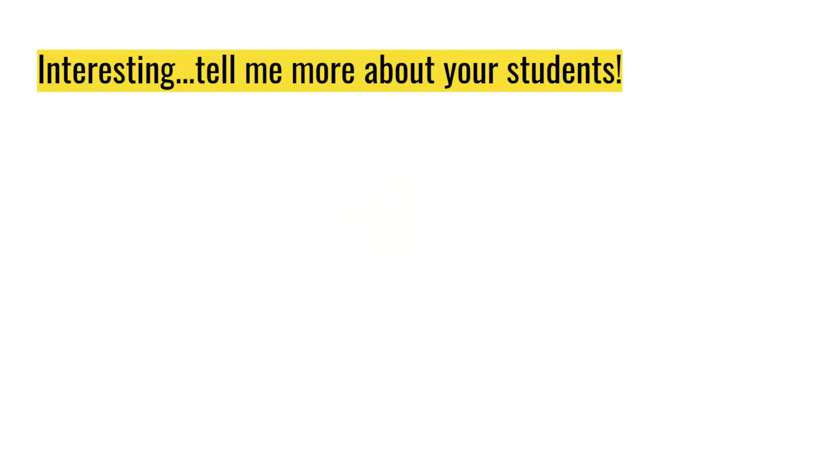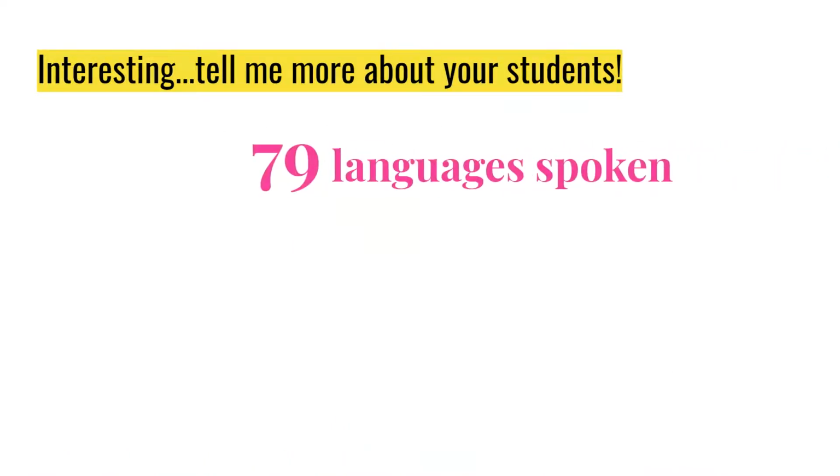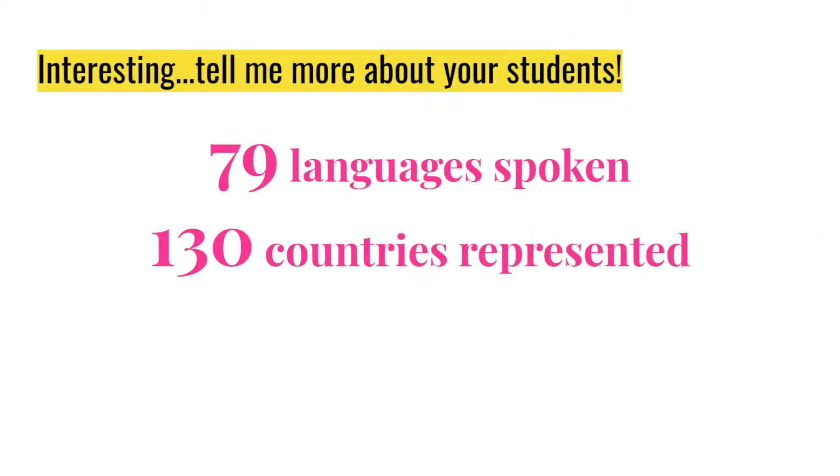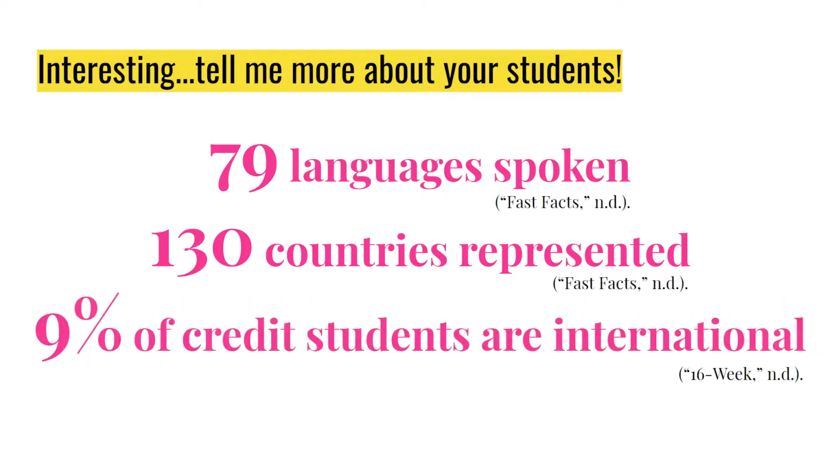My favorite part about Richland's campus is the diversity. There are 79 languages spoken and 130 countries represented on campus. That's 67% of the world's countries present in one college. And almost 1 in 10 students are from a foreign country. I think the statistics would be even higher if CE students were included.